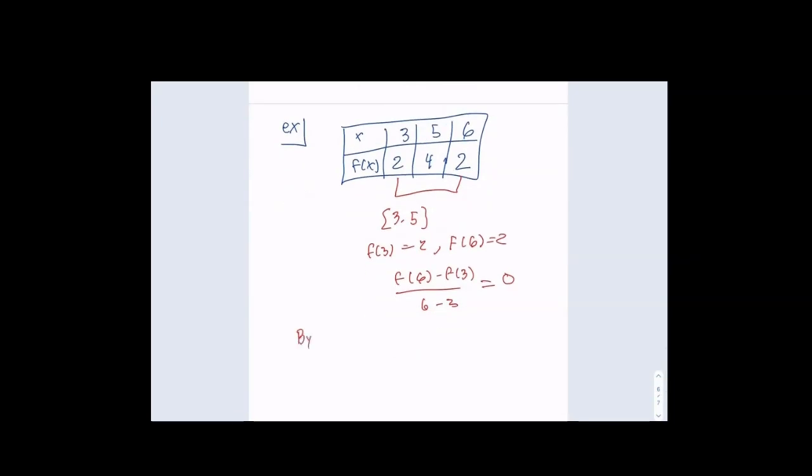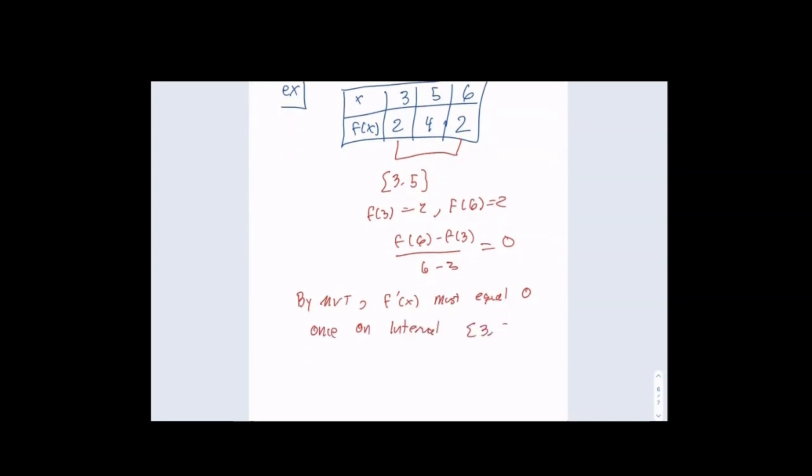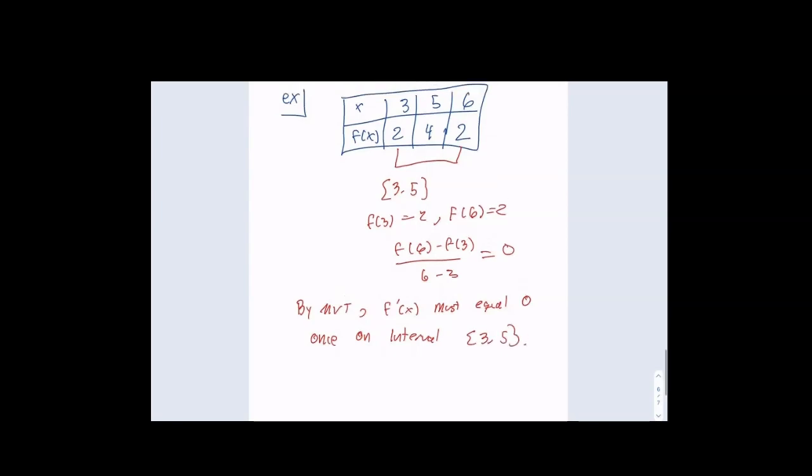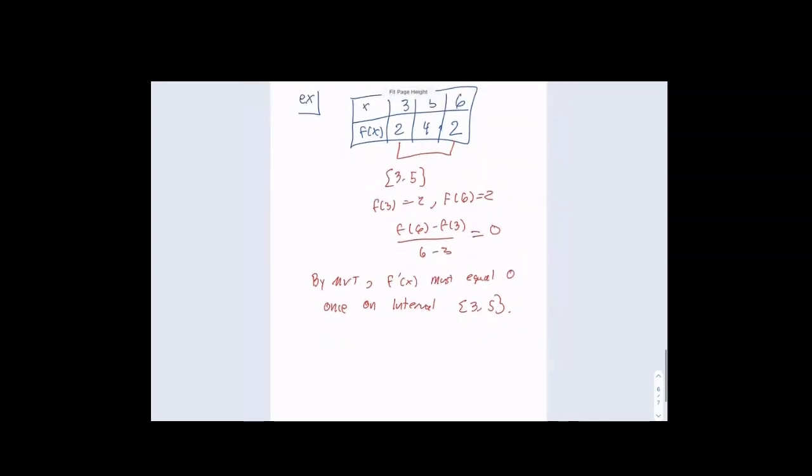And so by MVT, f prime of x must equal 0 once on the interval 3 to 5. Because since the average slope was 0, the instantaneous slope must also equal 0 somewhere along that interval. And now notice in this instance, I had to skip. All right, I skipped because in order to get there, I went. Now, we also did something very similar to this one beforehand.